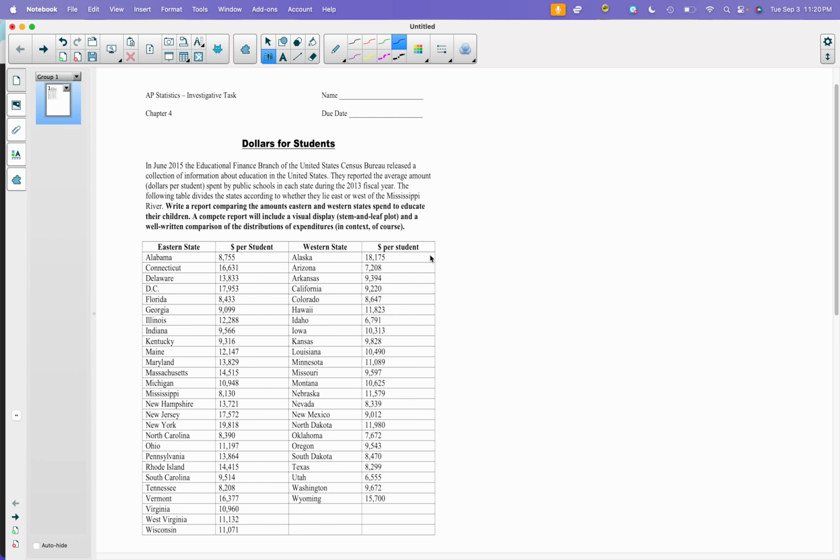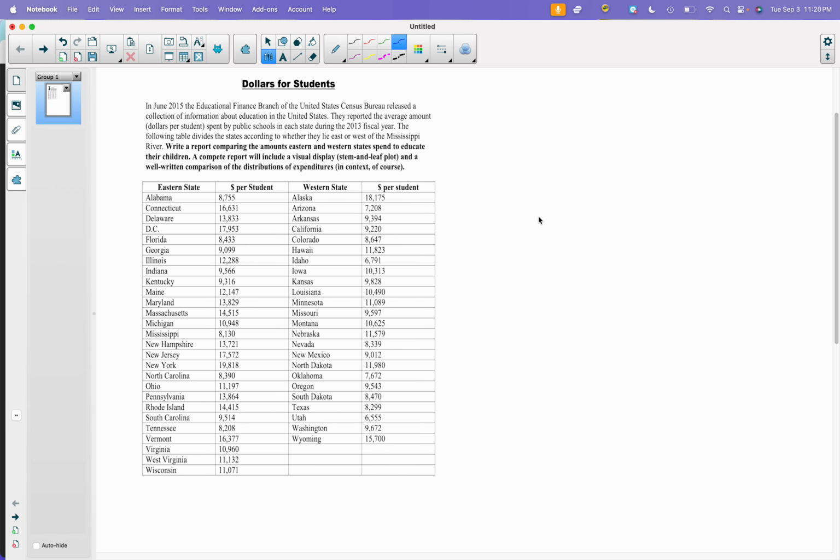Write a report comparing the amounts eastern and western states spend to educate their children. A complete report will include a visual display, a stem and leaf plot, and a well-written comparison of the distribution of expenditures in context. Now, think about what we've talked about. When you describe a distribution, you're talking center, shape, spread. But this time we're comparing two different distributions, the eastern states and the western states, and I ask you specifically to do a stem and leaf plot.